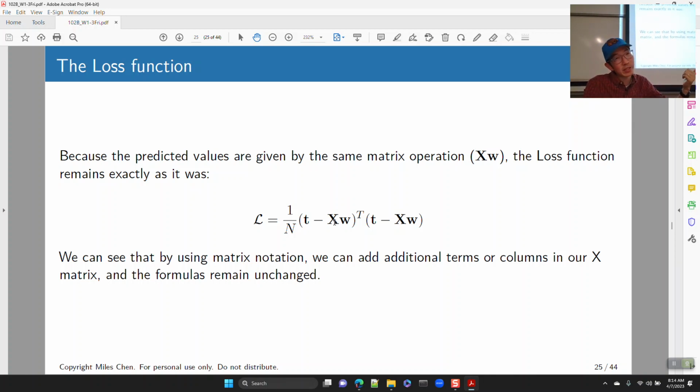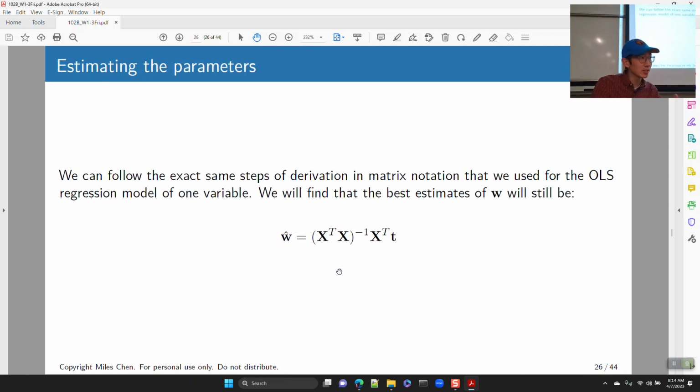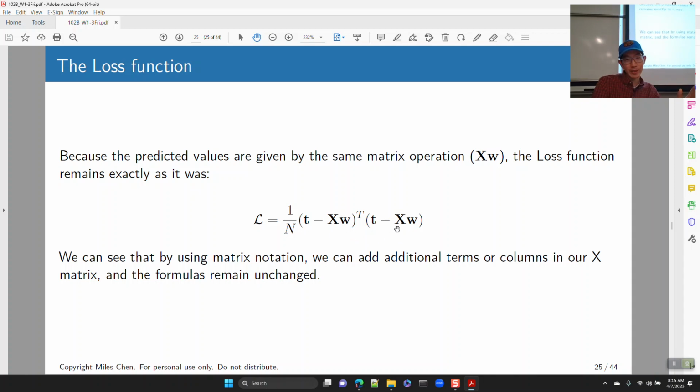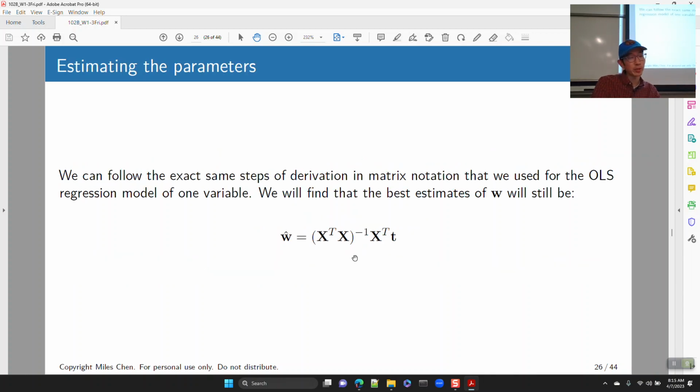The dimensions in my X are different. The dimensions in my W are a little bit different, okay? My T is still n by 1. And everything is exactly the same, and therefore if I go through the exact same process of taking the gradient of the loss function with respect to W, setting it equal to 0, and solving, we're going to get the exact same answer of X transpose X inverse X transpose T. So it really doesn't matter how many columns you have in X. If you're solving for the value that's going to minimize this, you're going to end up with this. And that's kind of cool.